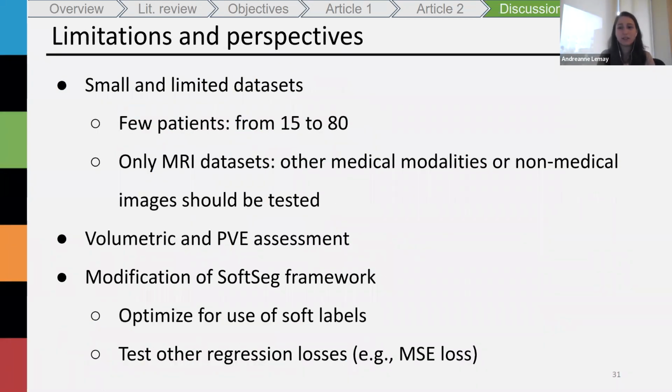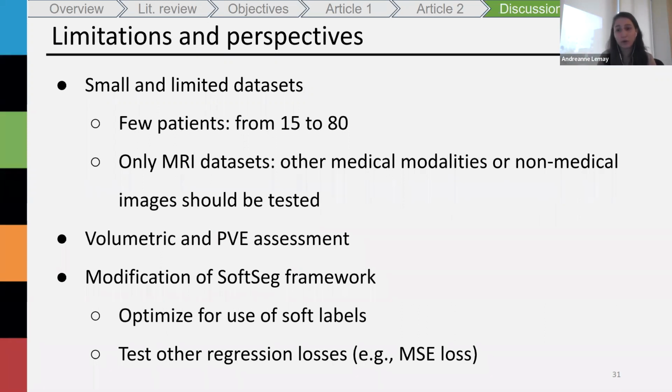So, some limitations of this work. We only used a small, limited-size data set. In all the data sets that we have used, there were only a few patients, from 15 to 80 patients, and we only used MRI data sets. So it would be interesting to test SoftSeg on other larger medical data sets or other medical modalities like CT scans, for example, or even in non-medical imaging settings, just to see if SoftSeg could generalize in this context.